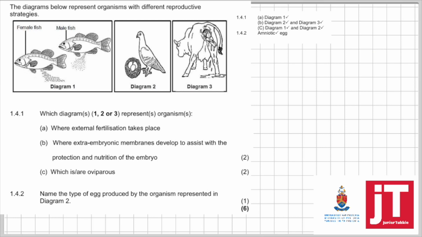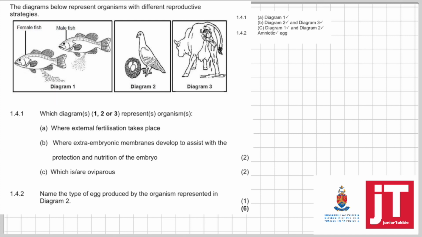Before we look at 1.4.1, let's look at the diagrams below, which represent organisms with different reproductive strategies. 1.4.1. Which diagram, 1, 2, or 3, represents the organisms where external fertilization takes place? Now you can see here, there is already external fertilization taking place. So it's diagram 1.